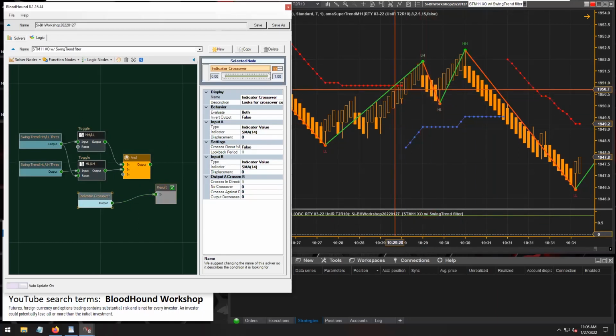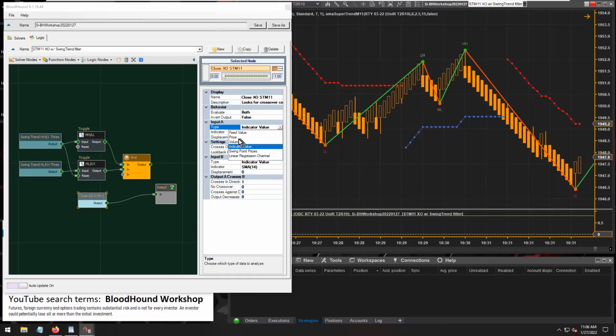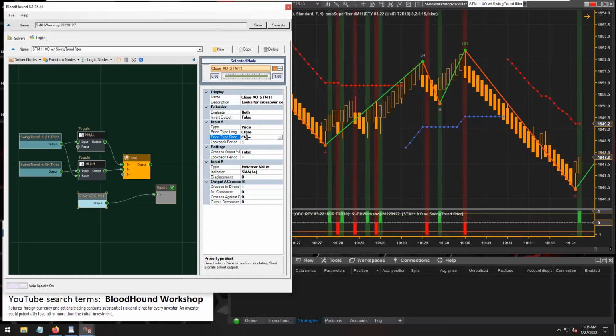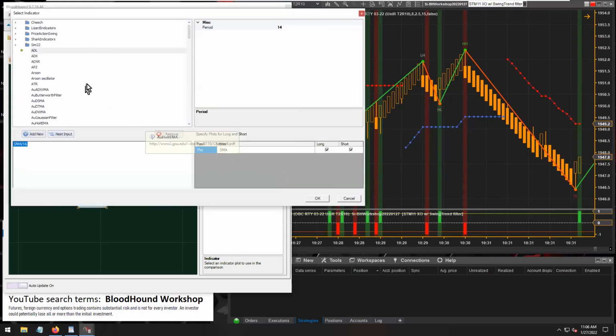And we're looking for the closing price of the bar to cross the SuperTrend M11. So it's going to be the close price crossing over the SuperTrend M11. All right, so input A is going to be price, and that's going to be the closing price of the bar. And then input B will be the super trend indicator.